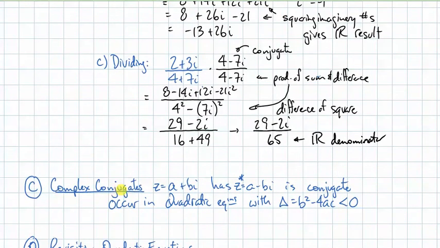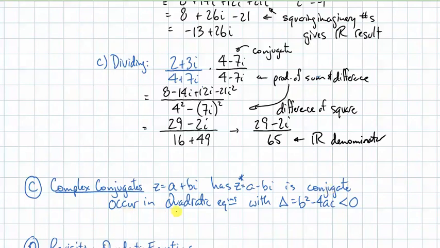Complex conjugates, a note about that. We often write a plus bi, a complex number, with the term z. A minus bi is the conjugate. It's often denoted with z and that asterisk on it. So z asterisk is the conjugate of z.